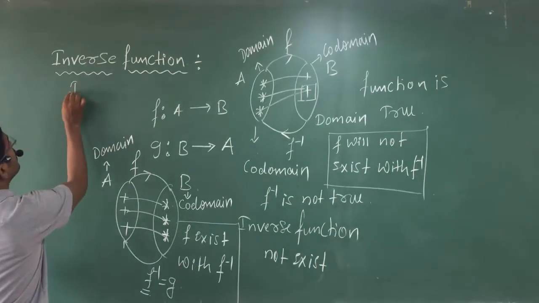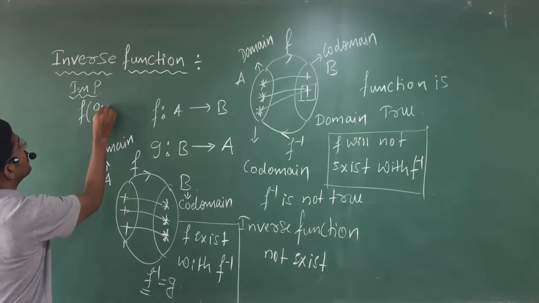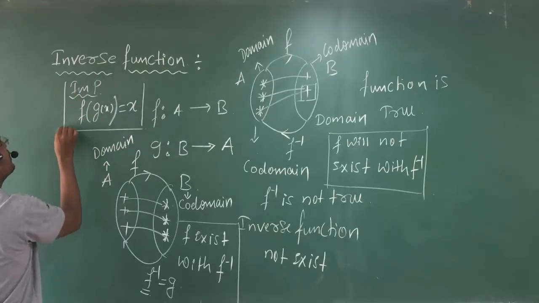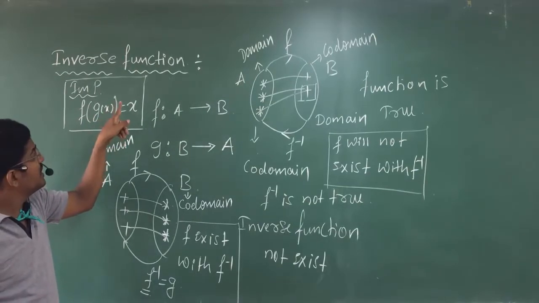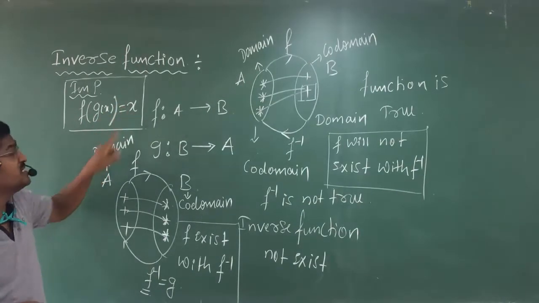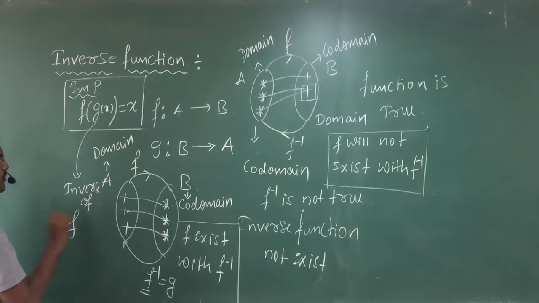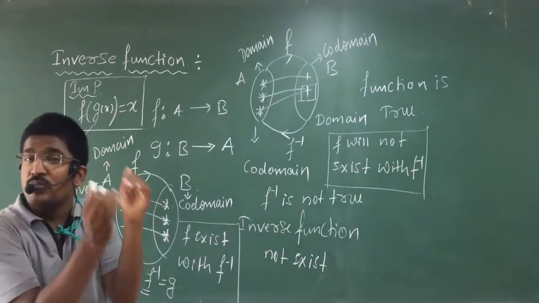Next, one more thing. Please remember an important point, that is f of g of x must be equal to x. Clear? This is important. Clear? F of g of x gives me the x term, means g is the inverse of f. Are you clear? G is the inverse of f. Are you getting my point? F of g of x equal to x.